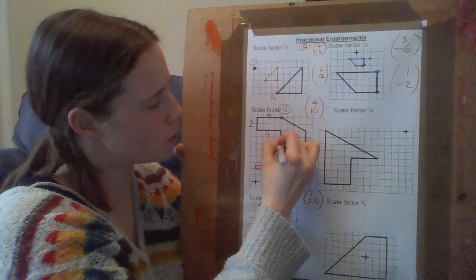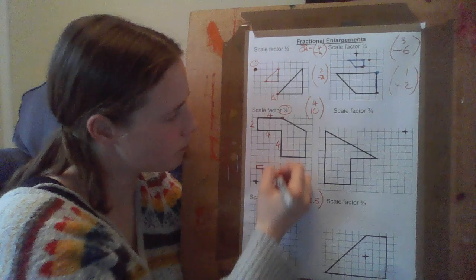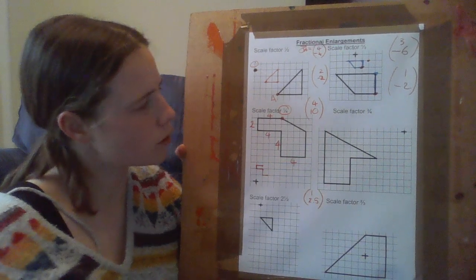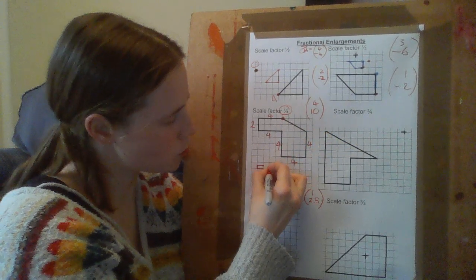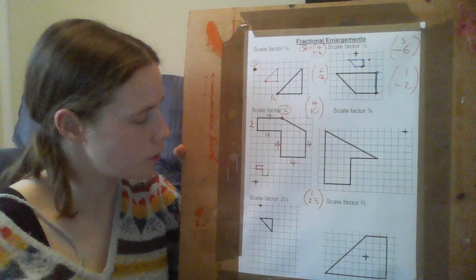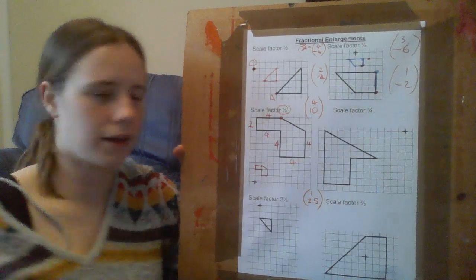This is a length of 4. I need to do 1/4 of 4, which is 1, so I need to go 1 down. 4 across, 1/4 of 4 is 1, so I go 1 across. 4 up, 1/4 of 4 is 1, so I go 1 up. And I then need to join up those 2 points again. You would do this with a ruler and connect it like that.